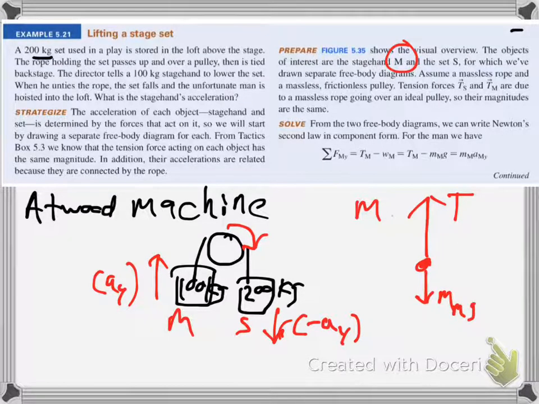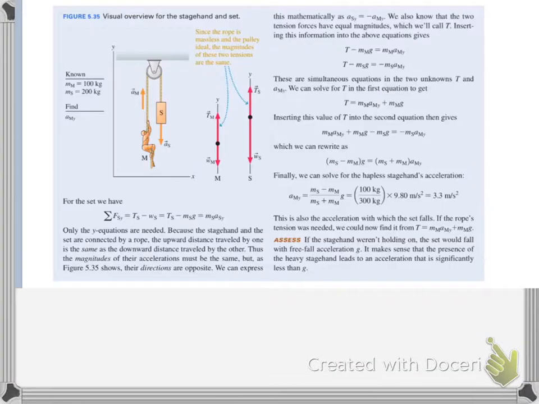Okay, so my net force in the y direction will be here. We have tension minus the weight is equal to the mass of the person times the y acceleration. Okay. On the next page, for the set, the forces are really similar.